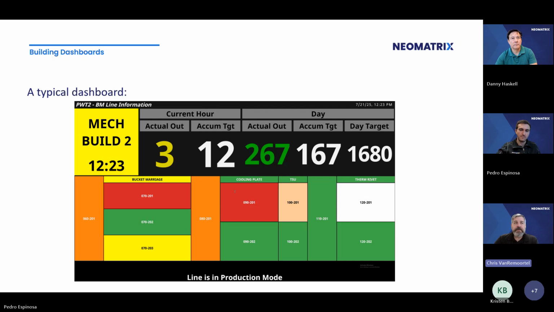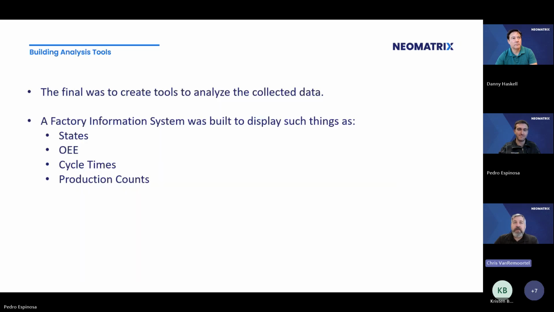Okay, next. So finally, what we did, we built analysis tools. We had this database of state durations and counts, good counts and bad counts. And what we could do is build tools to analyze that. For example, like Pedro had in the demo, show me the breakdown percentage-wise of all the states for a specific time period for a specific machine. Same, calculate the OEEs for that same time period and machine.